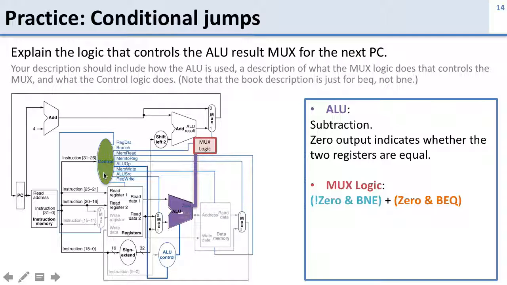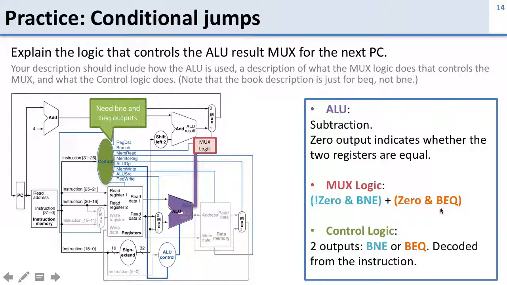Now our control over here is going to have to do something. It's going to have to send these signals over here. So we actually need two outputs here. Because if you look at our mux logic, we have branch not equal and branch equal going into it. So we're going to have two outputs here. We're going to have one for branch not equal, one for branch equal. That combined with the 0 here allows us to do the mux logic.